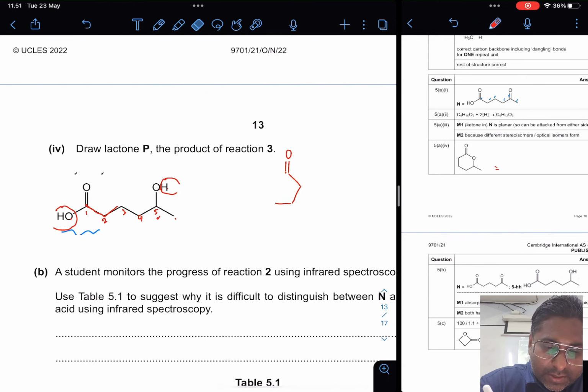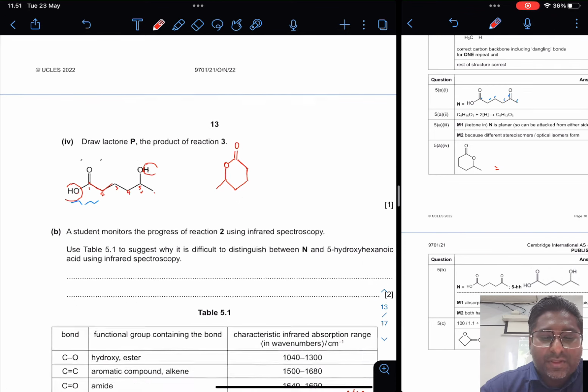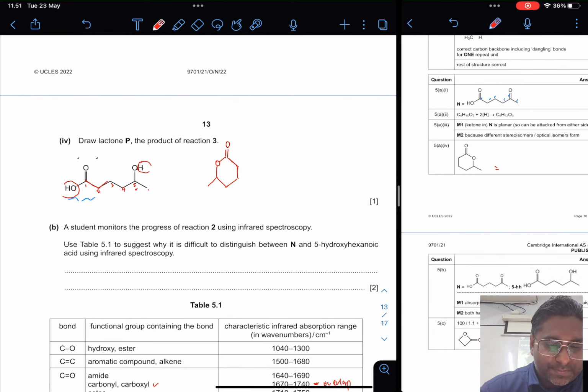So this one, I think I need to draw again. So like this, like this, like this, O, and then join. So carbon number 1, carbon number 2, carbon number 3, carbon number 4, carbon number 5. CH3 will be here. So this is going to be the structure of lactone.